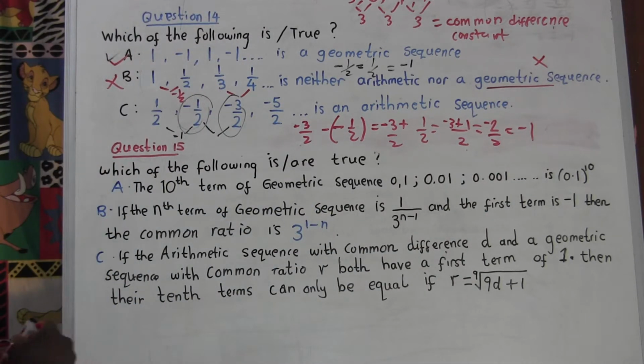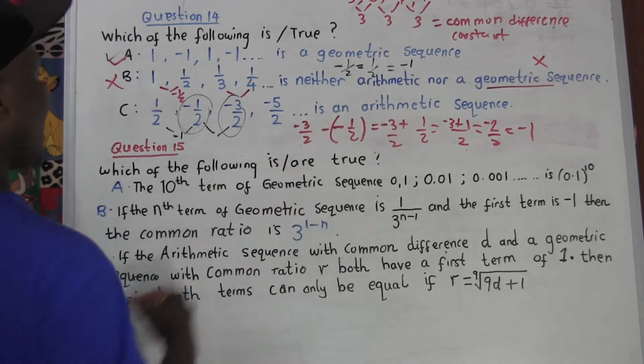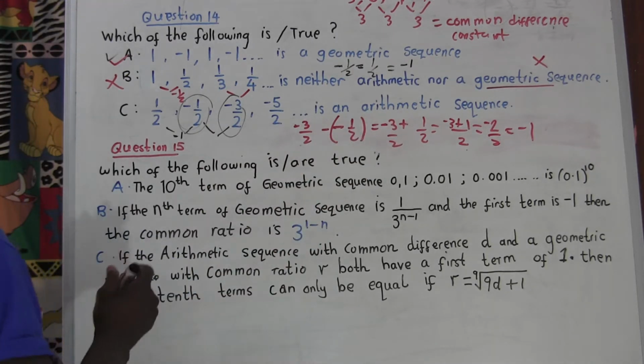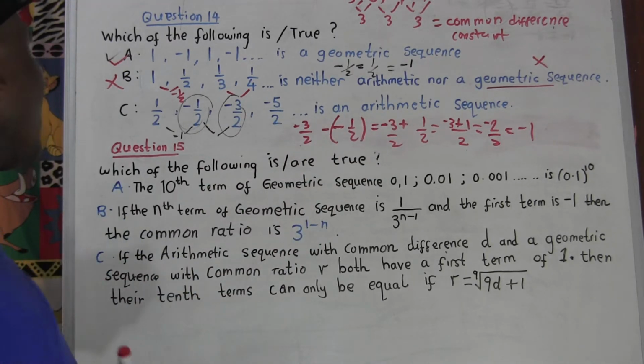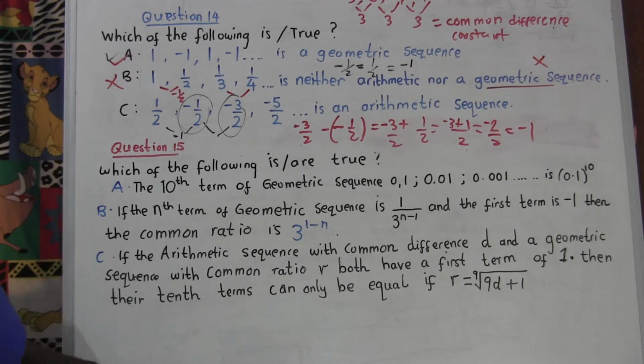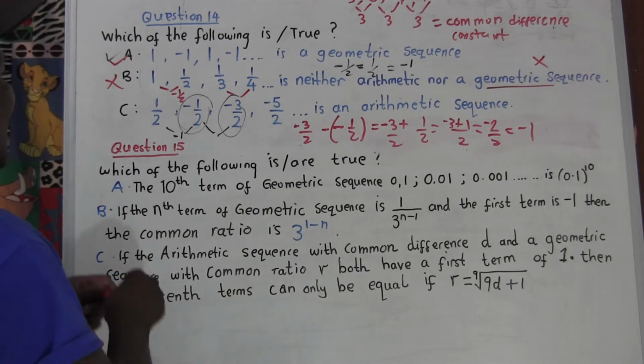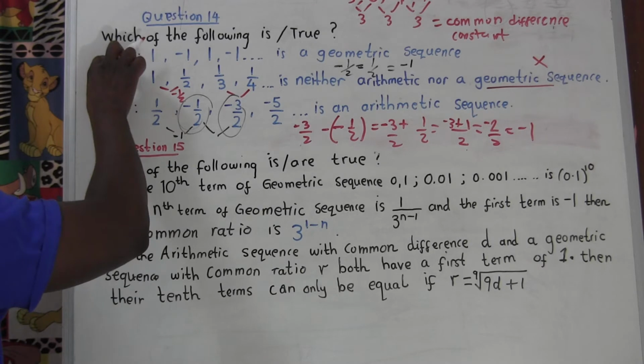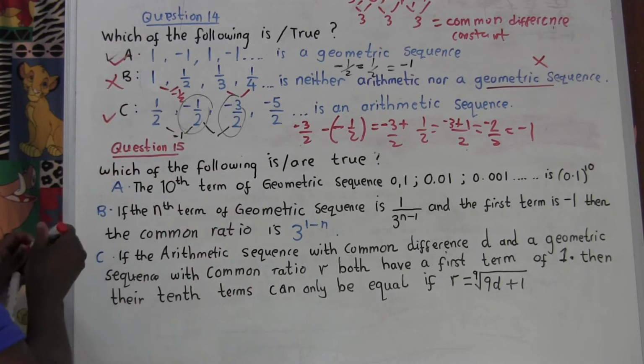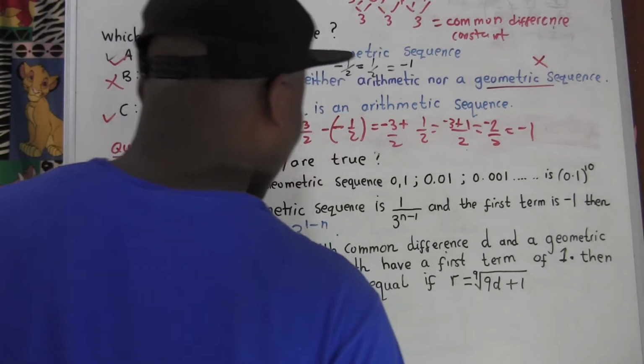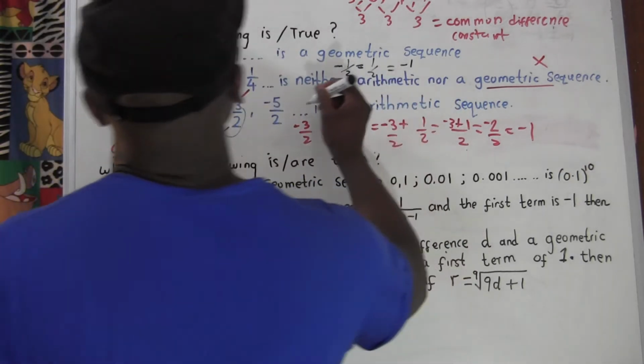So all of them, even if you take the next minus this, is going to give you -1. So it's arithmetic because it has a common difference or constant difference. It's true. So option A and C are true. So for this question here, it's option A and C.